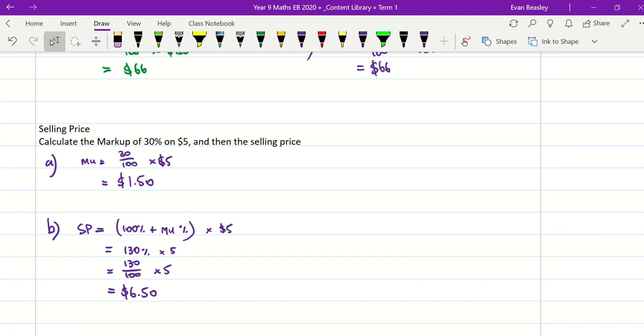Now the next one is a markup. Now remember, a markup is when you pay extra. So if we pay extra, a 30% extra on $5, we want to first of all find out how much extra we're going to pay. So we're just going to say our MU for markup equals 30%. Now remember, 30% is like saying 30 over 100. And we're going to say multiplied by $5, and that should give us $1.50.